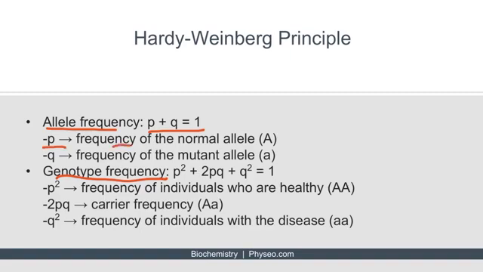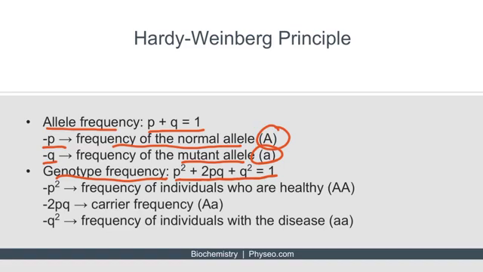P refers to the frequency of the normal allele. This is denoted by big A, whereas Q refers to the frequency of the mutant allele, which is denoted by the little a right here. The genotype frequency can be determined by using the equation P squared plus 2PQ plus Q squared equals 1.